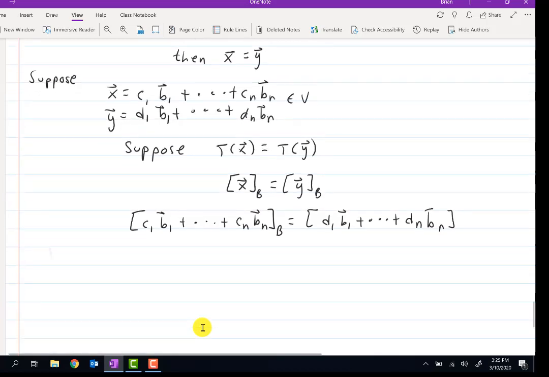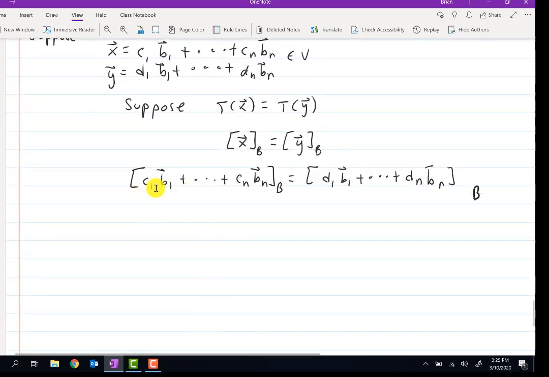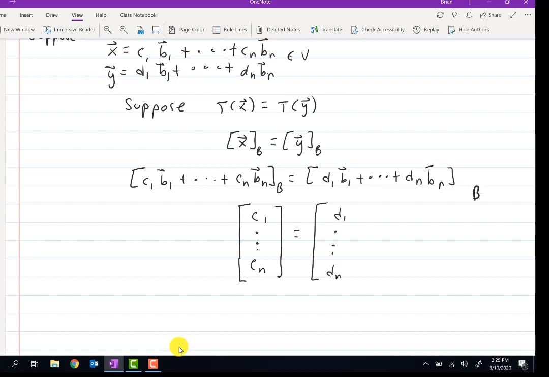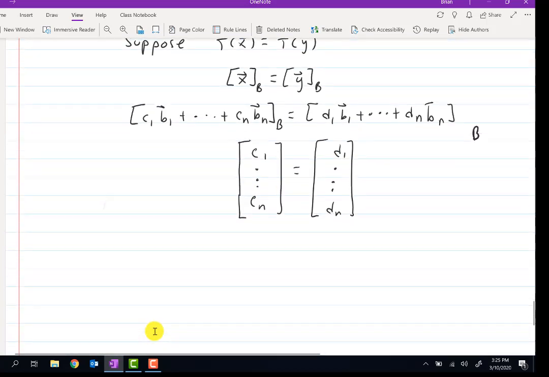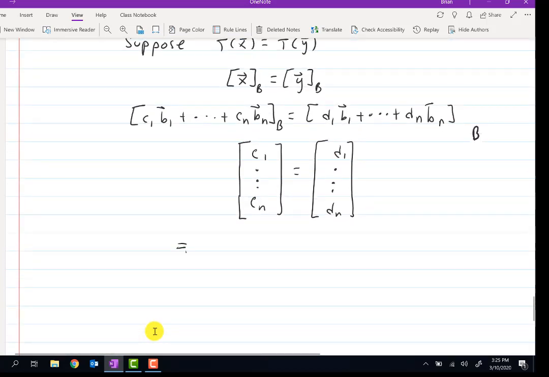Now, this mapping simply assigns to each of these vectors the coordinates. These are the coefficients. So on the left, we have c1 up to cn, and on the right, we have d1 up to dn. Two vectors are equal if and only if their coordinates are all equal to each other. So what this tells me is that c1 equals d1, and all the way up through cn equals dn.